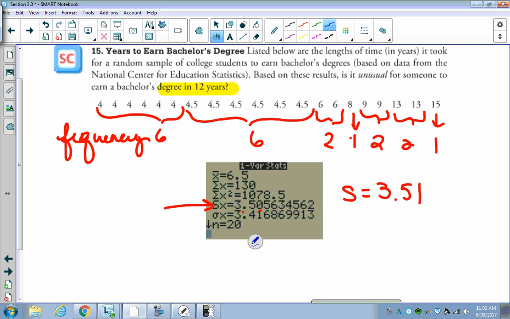So we found our mean is 6.5. I'm going to add 2 times 3.51. In other words, I'm adding the standard deviation twice. Somebody tell me what that is. 13.52.